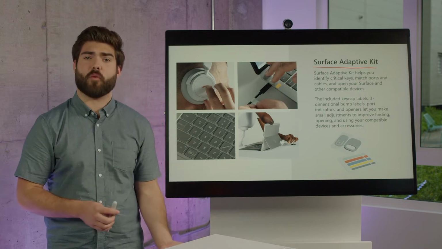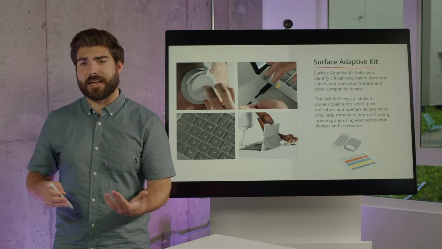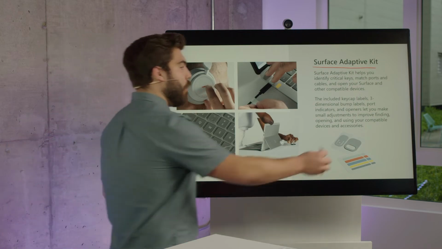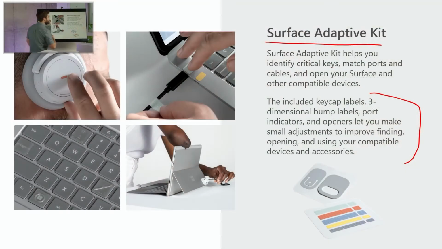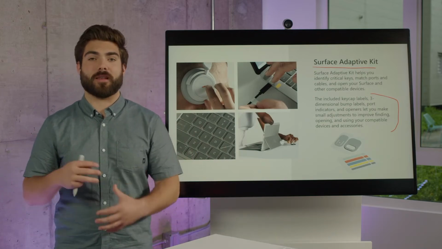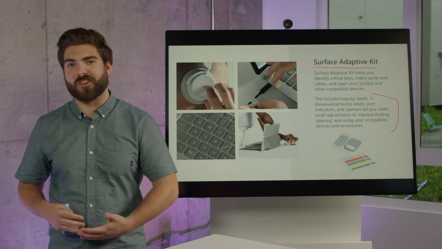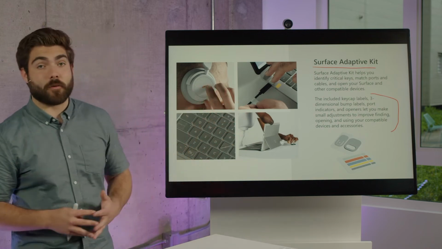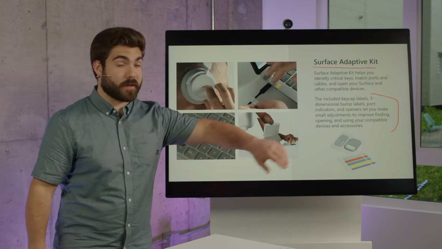And we want to make sure that everyone, no matter their level of ability, is able to get the most out of a Surface device. So that's where the Surface Adaptive Kit comes into play. With things like keycap labels, three-dimensional bump labels, port indicators, and different openers and pulleys that can be connected to the device to enable you to lift up that screen, open the kickstand, connect the correct port to its charger. Everything that I just listed, the Surface Adaptive Kit is there for everybody, no matter their ability level, to utilize their Surface so that they can interact with their colleagues, collaborate, innovate, and work at their best capability. So that's something that I've always found very, very intriguing and very important.